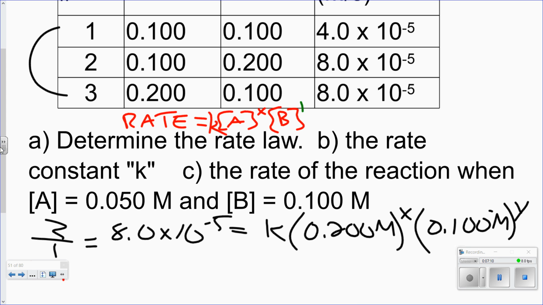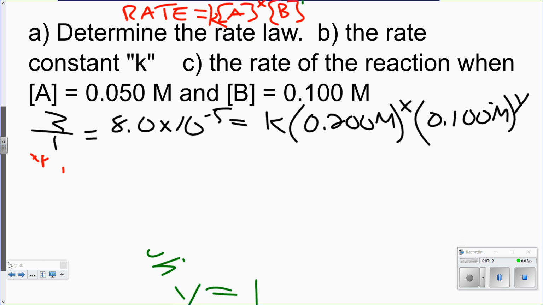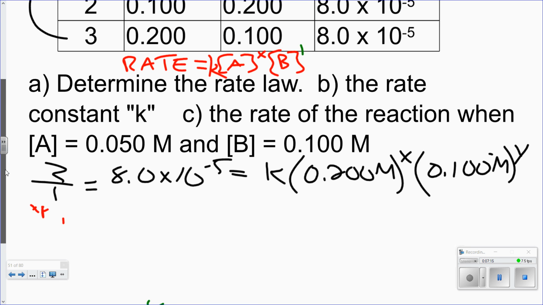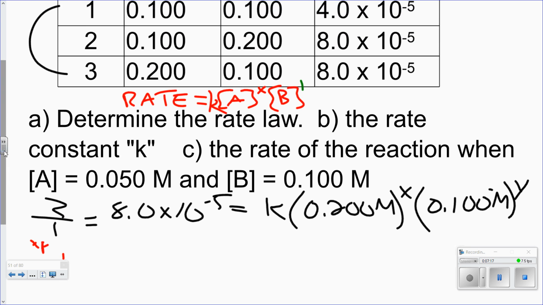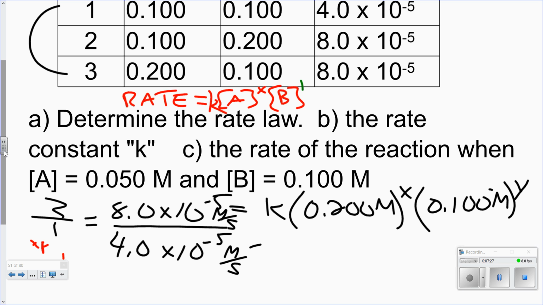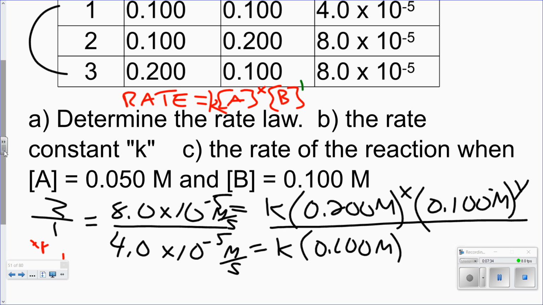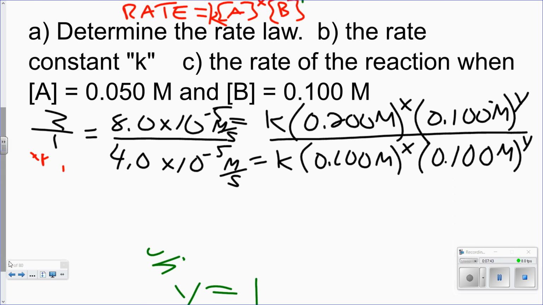I could plug in Y there. I can leave it blank. It doesn't matter. It's going to be equal to 1 anyway. Now, experiment 1 is molarity per second. 4.0 times 10 to the negative fifth molarity per second is equal to K times 0.100 molar to the X and 0.100 molar to the Y.